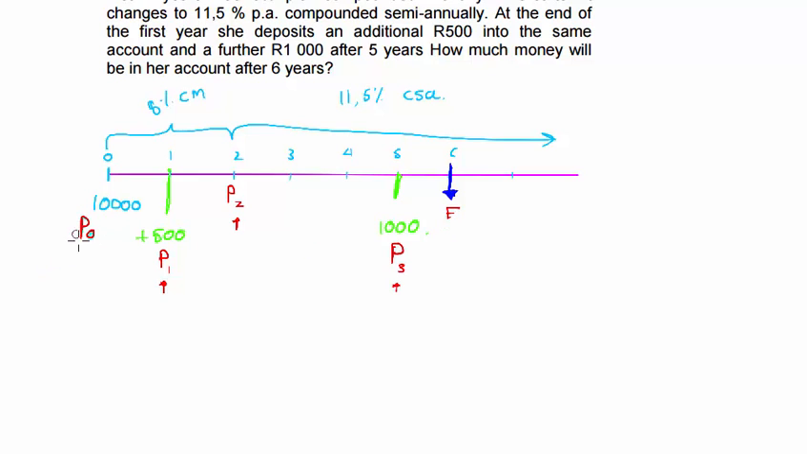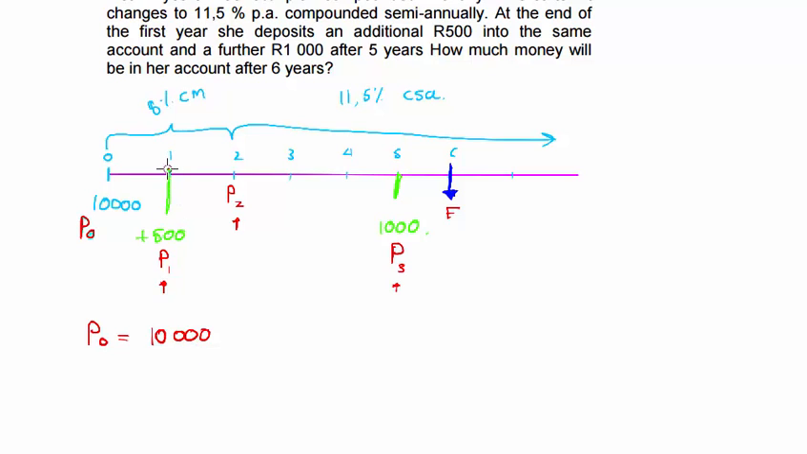So imagine that Susan comes to the bank on the first day. What is the amount she finds in the bank account when she gets there? No, it's nothing. She puts in 10,000. So when she gets there, there's nothing. She puts in and there's 10,000. So P0 is 10,000.